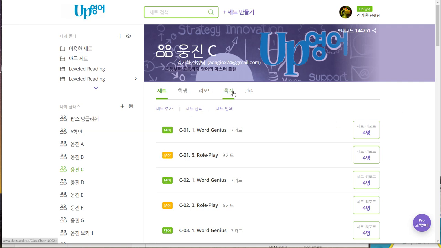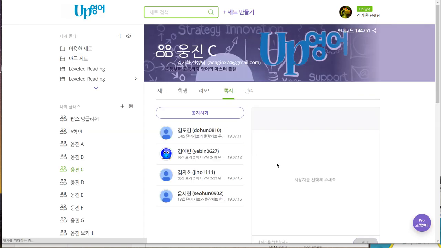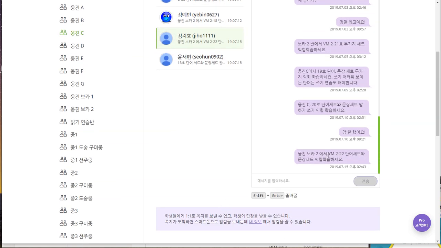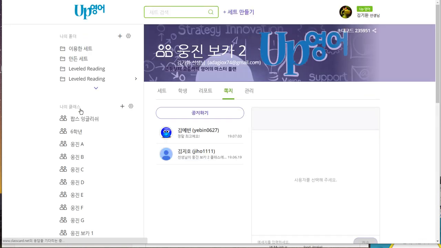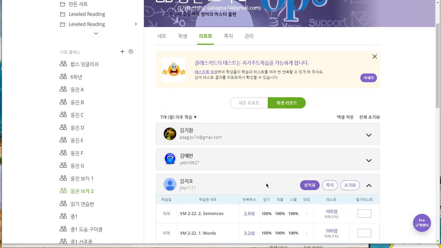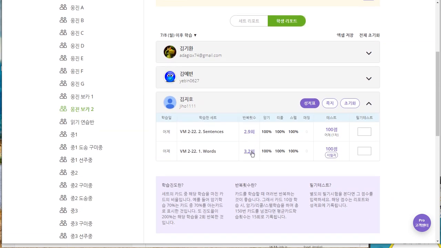다 틀리면 F 받아요. 다 틀리면 F 받겠지? 아 언제 F 받아? 그래서 웅진복화 22네요. 어려웠으니까 여러분 봤겠네. 2.9회, 3.2회.